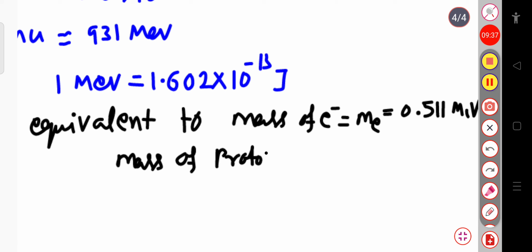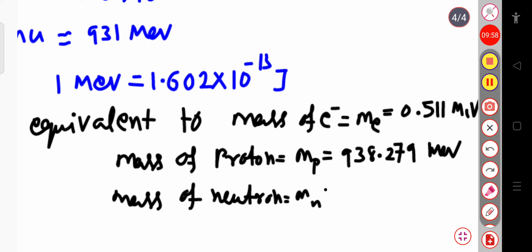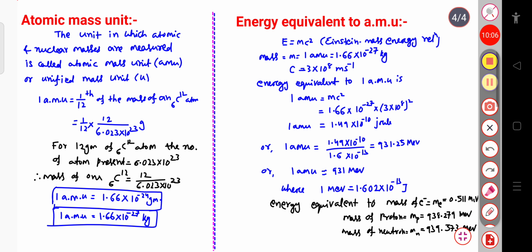if I denote this as MP, so that will be equal to 938.279 MeV. And similarly for the mass of neutron, the energy equivalent to mass of neutron, if I denote this as Mn, so that is equal to 939.573 MeV. So these are some basic fundamental ideas about the atomic mass unit and the energy equivalent to AMU.